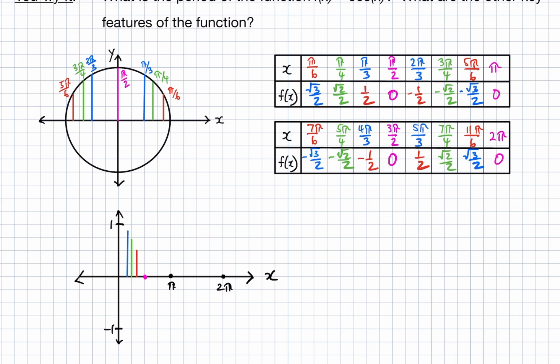And then continuing on, cosine of 2 pi over 3 is negative 1/2, so we're going to plot it right here. And then cosine of 3 pi over 4 is negative square root of 2 over 2, so that's going to put us right about here. And then lastly, cosine of 5 pi over 6 is negative square root of 3 over 2. So that means we're going to take this blue one and put it right about there.